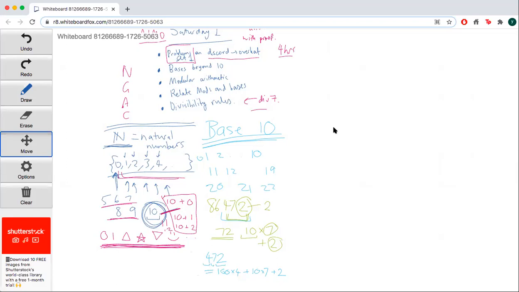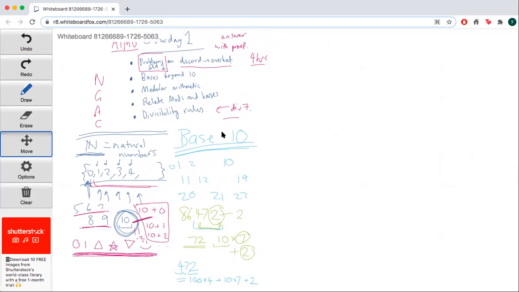Okay, and do people want to guess, why is it called base 10? People in the chat, suggest to me why it's called base 10. I will wait for people to suggest things in the chat.